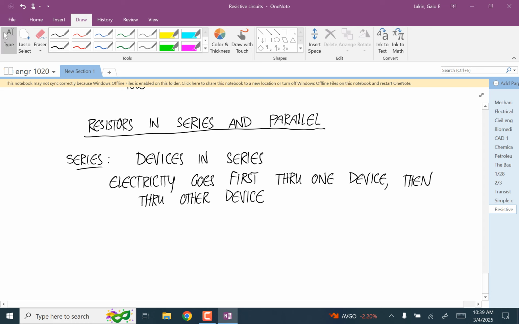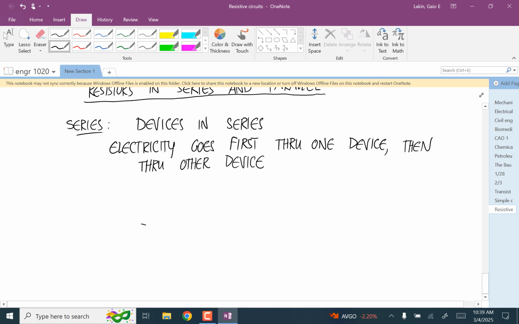So if I draw a circuit where you have two resistors in series, so there's the positive side, there's the negative terminal. A wire goes from the positive to one resistor. And then another wire goes to the second resistor. And then back to the negative terminal.